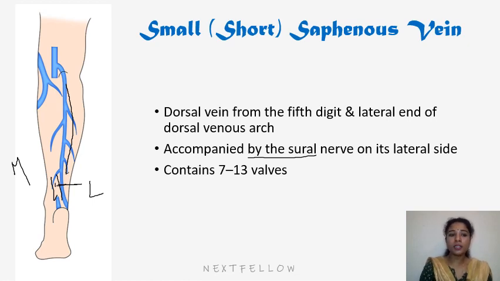So finally it terminates in the popliteal vein, approximately 3 to 7.5 centimeters above the knee joint. The vein contains around 7 to 13 valves, and the most constant valve is seen near the termination of the short saphenous vein into the popliteal vein.